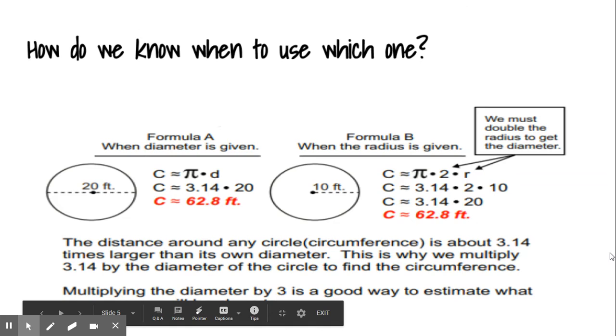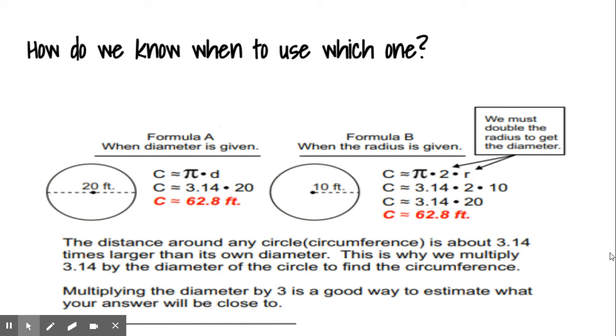Well, how do we know which one to use? For formula A, when they give us diameter, that's when we use circumference is equal to pi times diameter. So we have a circle with 20 feet as a diameter. So circumference is approximately, that little squiggly line means approximately, 3.14 times 20. And when we do the math for that, we get 62.8 feet approximately.